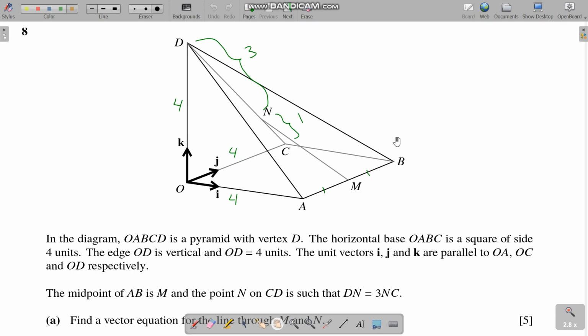Vectors. In the diagram, OABCD is a pyramid, vertex D, horizontal base. OABC is a square, side 4, so this is 4. Edge OD is vertical, OD is 4, this is 4. Unit vectors i, j, k are in the direction shown, and DN equals 3NC, so this ratio is 3:1, which means of course if we split here, this length is 3, this length is 1, this length is 3, this length is 1 actually.